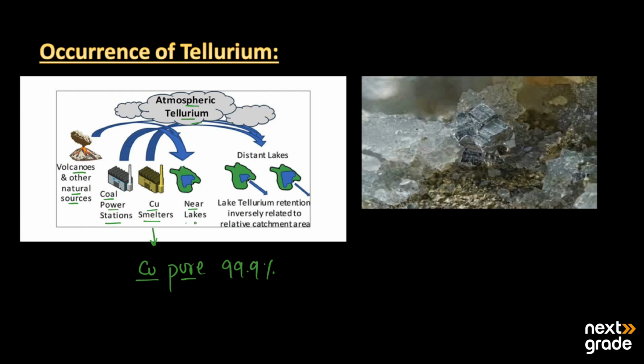It is also present near lakes. If we talk about distant lakes, the lake tellurium retention is inversely related to the relative catchment area which contains tellurium. Here we have the picture of tellurium, which is a solid mass, from transparent to dark black or some brownish color in nature.